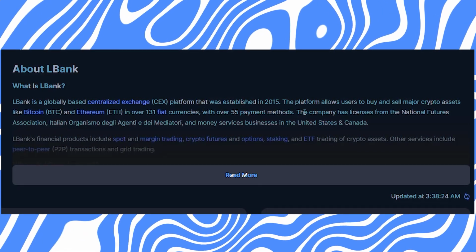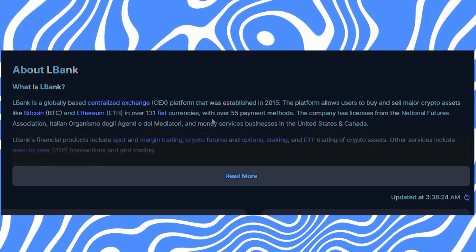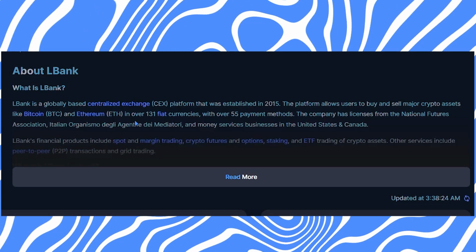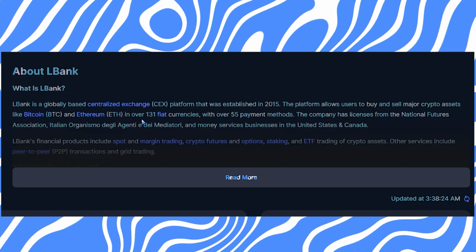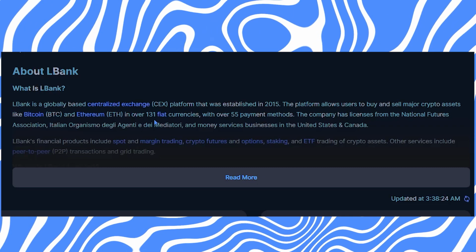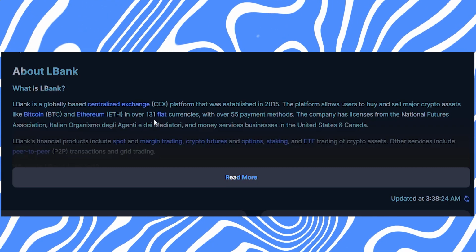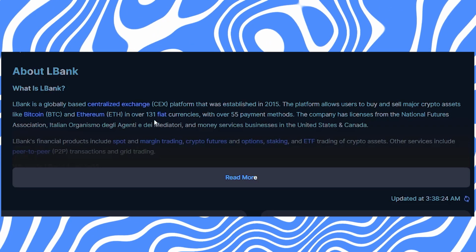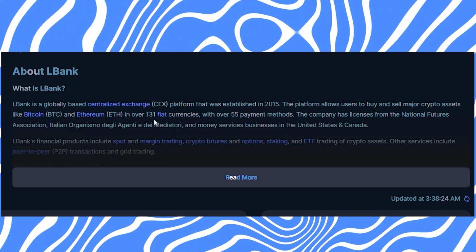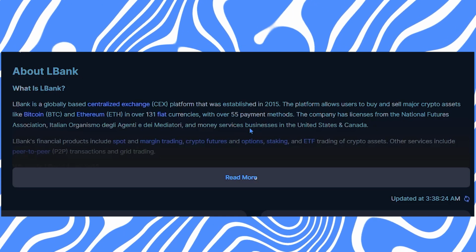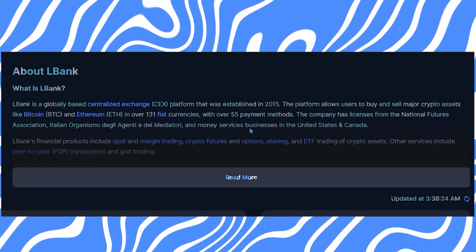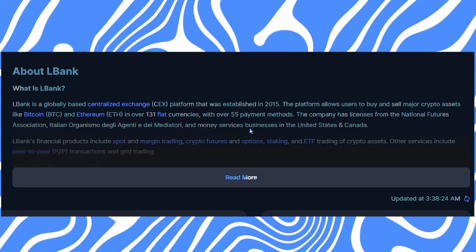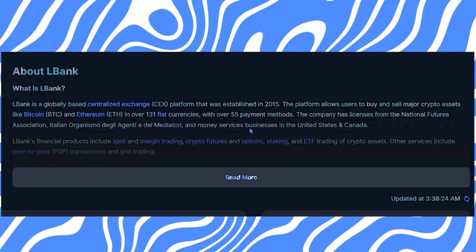The platform allows users to buy and sell major crypto assets like Bitcoin and Ethereum in over 131 fiat currencies with over 55 payment methods. The company has licenses from the National Futures Association, an Italian organization, I don't think this name is Italian, and money service business licenses in the United States and Canada. So this exchange is legalized and certified by a lot of countries.